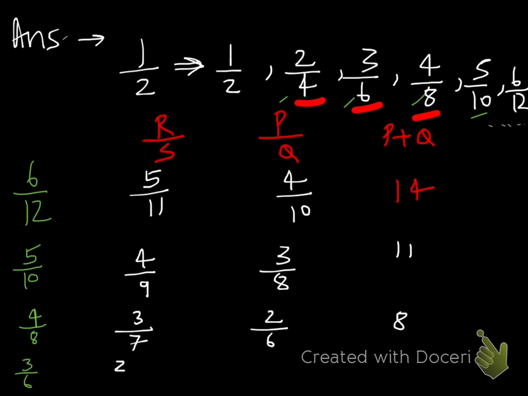If it was 3 by 6, it must have been 2 by 5, and p by q must have been 1 by 4. So the value of p plus q becomes 5, and two more values to go.